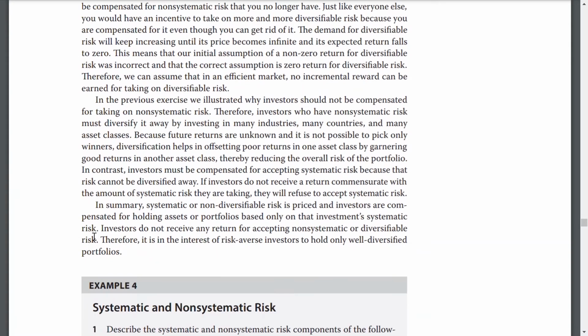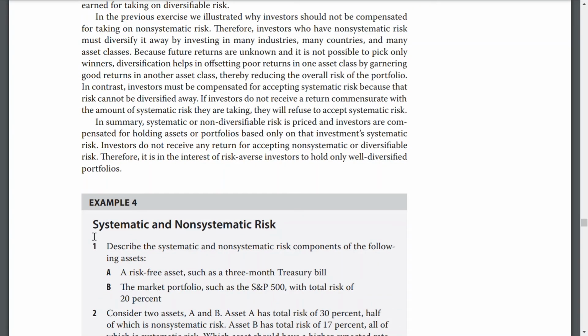In the previous exercise, we illustrated why investors should not be compensated for taking on non-systematic risk. Therefore, investors who have non-systematic risk must diversify by investing in many industries, many countries, and many asset classes, because future returns are unknown and it is not possible to pick only winners. Diversification helps in offsetting poor returns in one asset class by garnering good returns in other asset classes, thereby reducing the overall risk of the portfolio.